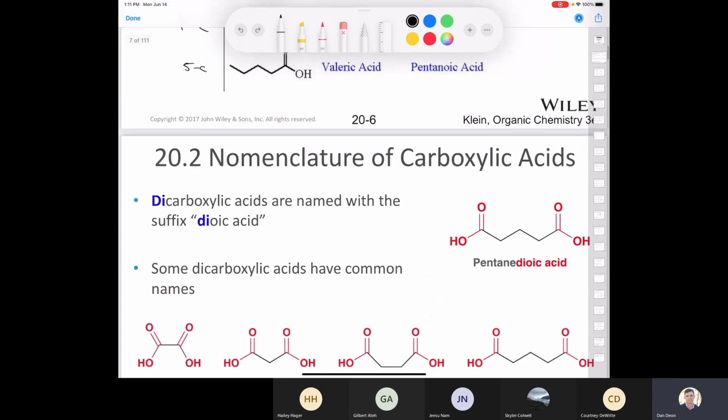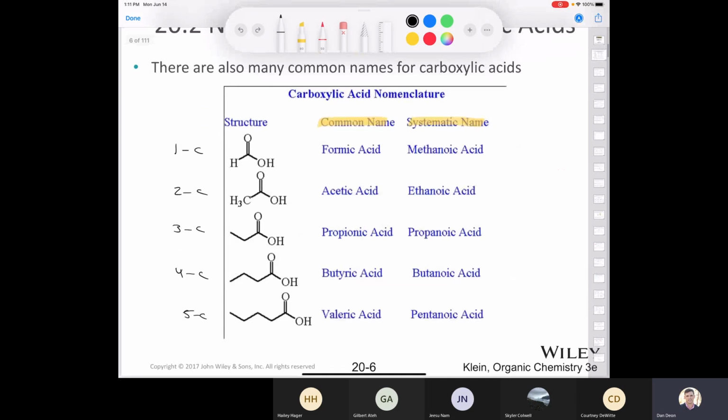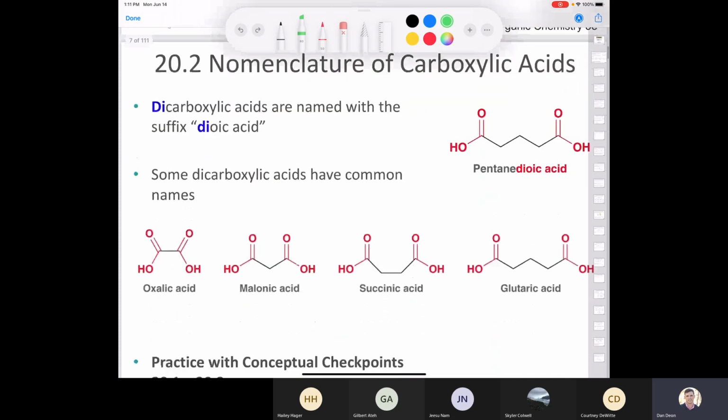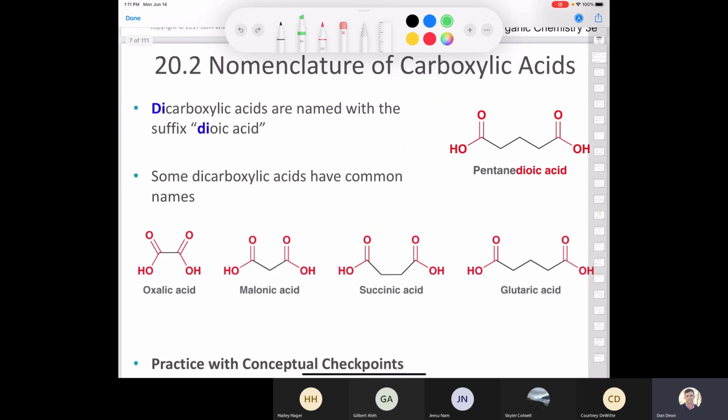All right. I mean, if you just go back here and you think about general chemistry 2, which you all passed, how many times did you hear about acetic acid in that class? All the time, but you never heard anybody ever mention ethanoic acid. So common names are common for a reason. All right, what about dicarboxylic acids?